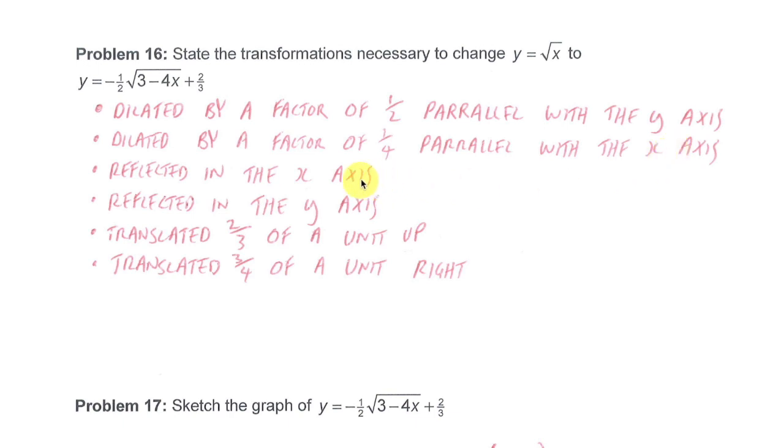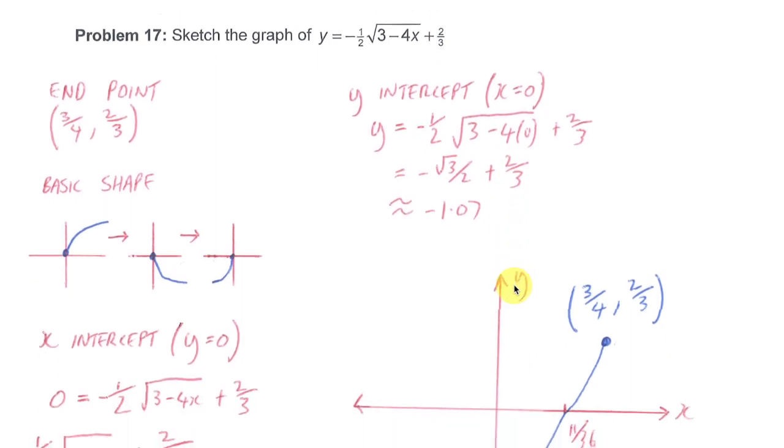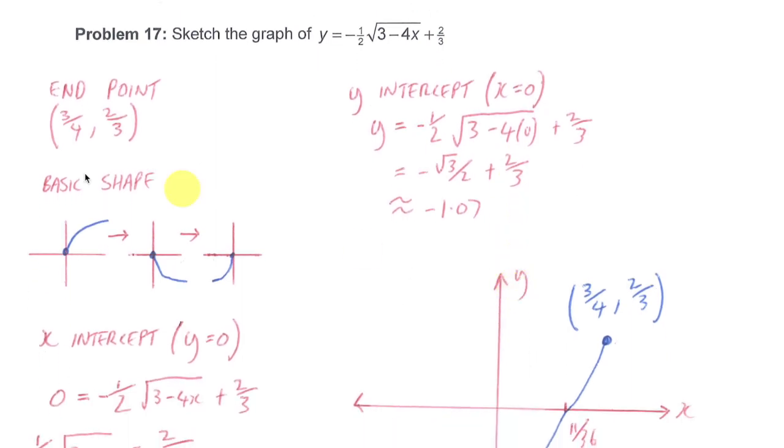We are reflected in the x-axis. That's due to this negative. We are reflected in the y-axis. That's due to that negative. We are translated 2/3 of a unit up. And we are translated 3/4 of a unit to the right. Solve for x to produce positive 3/4, indicating that we're moving towards the right. Sketch that same function. So my endpoint is 3/4, 2/3, the y value.